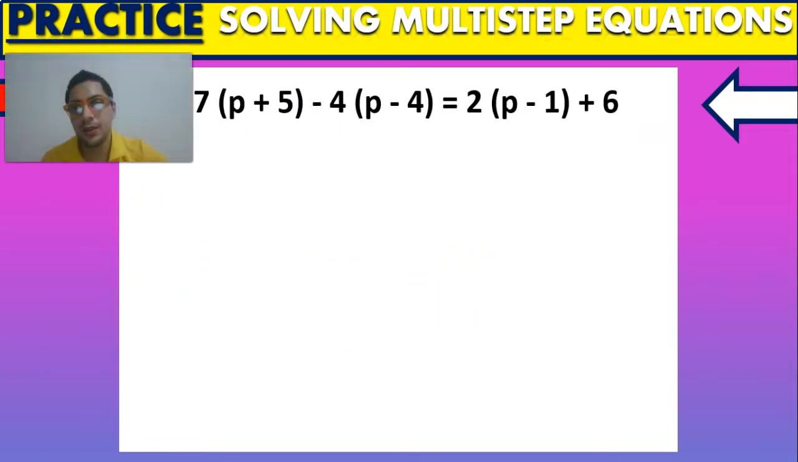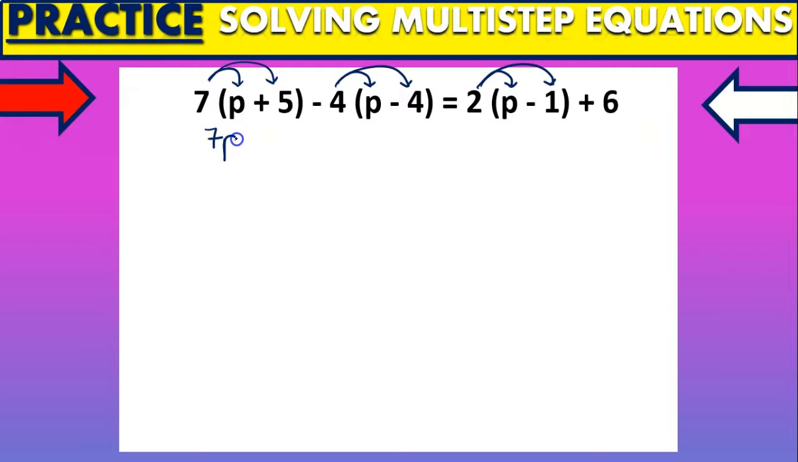Now let's look at the other one. In the other one, we have 3 distributive properties. So we have 7 times p and 7 times 5, minus 4 times p and minus 4 times minus 4, 2 times p and 2 times minus 1. So let's solve those distributive properties first.